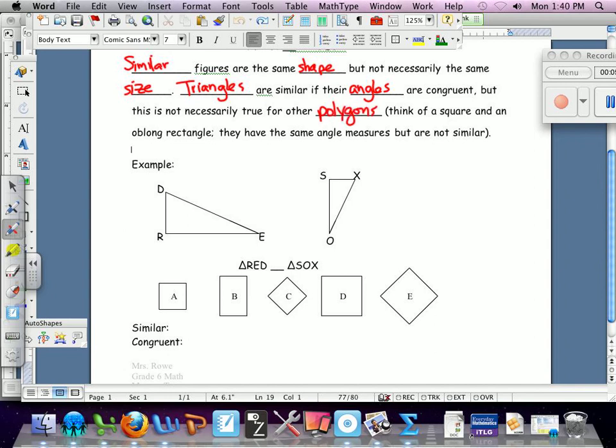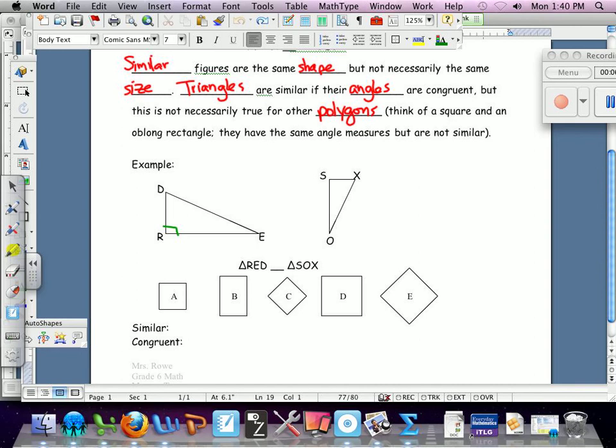So if you think of a perfect square as opposed to an oblong rectangle, they're not the same size, just one's a bigger version of the other, and yet they have 4 90-degree angles. So you can't just look at the angles for most shapes, but with triangles you can. So for this triangle here, we have triangle RED. It's a right triangle.